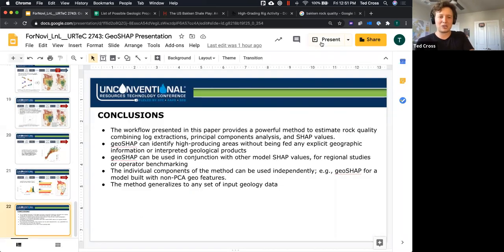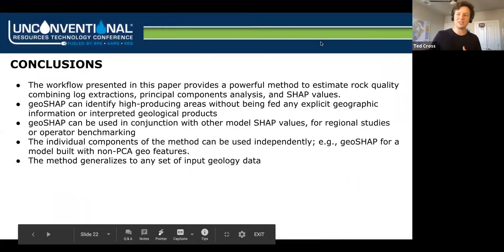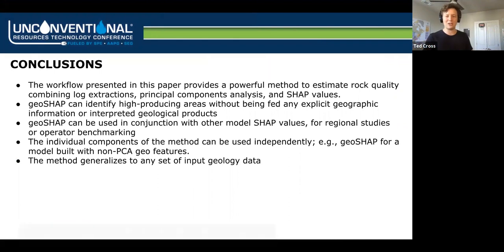Okay, so now some conclusions. This workflow that we've presented provides a powerful method to estimate rock quality from log extractions, principal component analysis, and SHAP values. Those are the three key components of the workflow. We are able to use GeoSHAP to identify high producing areas without being fed any explicit geographic information or any interpreted geologic products. We just took the raw data and fed it through. It's useful in conjunction with other SHAP values for regional studies, many different things.